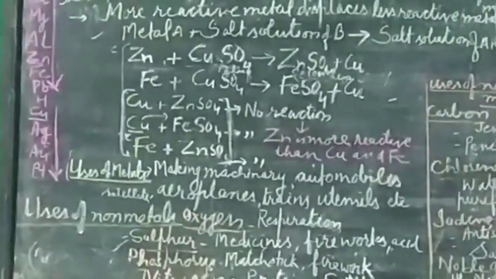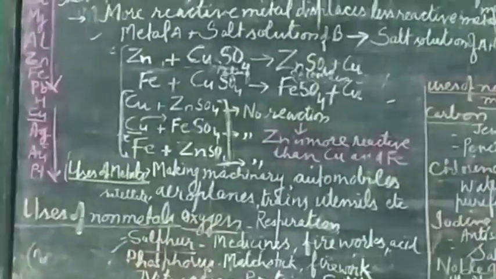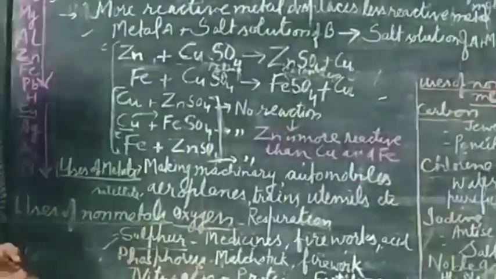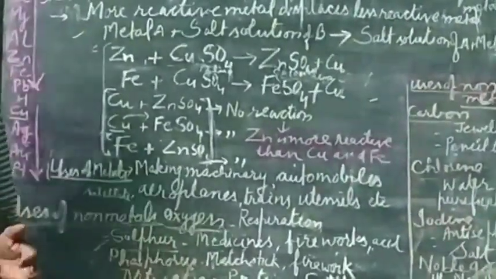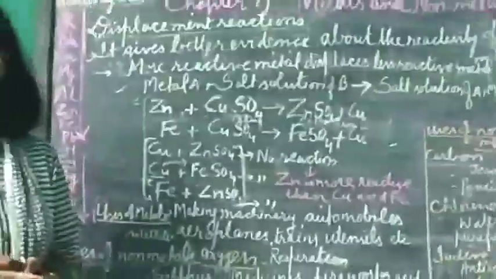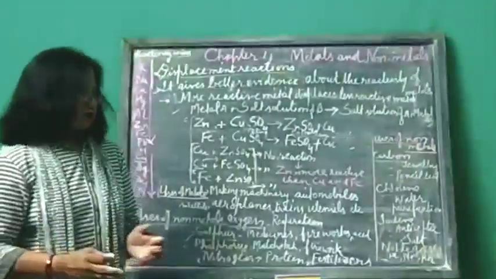So dear student, I think you can write your own points like jewelry, thermometer, foil, whatever is there.